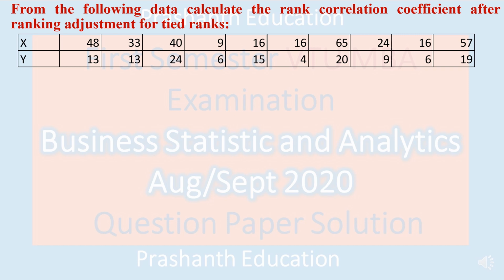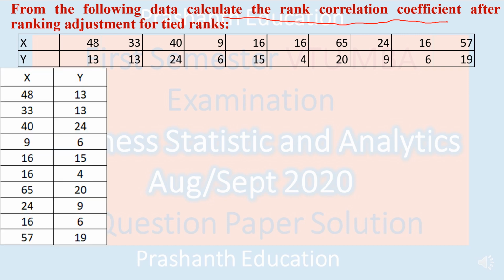From the following data, calculate the rank correlation coefficient after rank adjustment for tied ranks. So they have given us X and Y. We need to do a rank correlation for this, and if there is any tie in the ranks, then we need to adjust that. Okay, so let's start with X and Y.